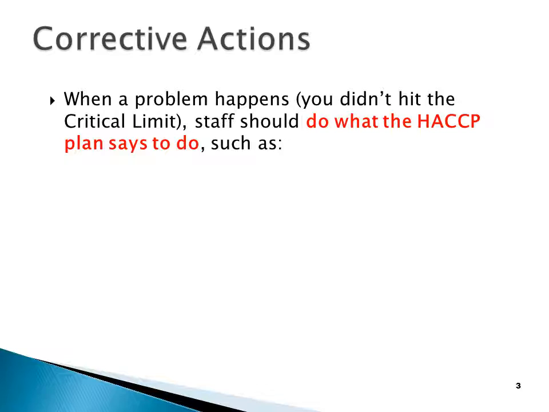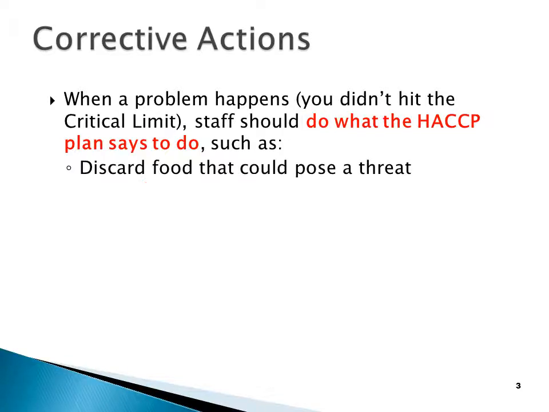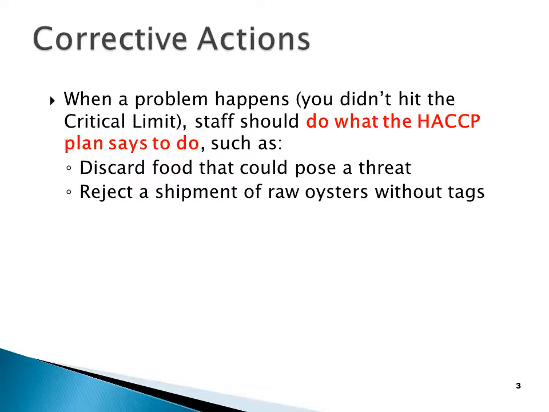When a problem happens, which means you didn't hit the critical limit, the staff should do whatever the HACCP plan says to do. So as a test question, if one of the answers is what the HACCP plan says to do, that's what you want to do. That's why we had a HACCP team. They put all this stuff in place, so you just go look and see what the HACCP team said you should do in that circumstance, such as if they're saying for whatever the problem is, you should discard the food that would pose a threat, then do that.